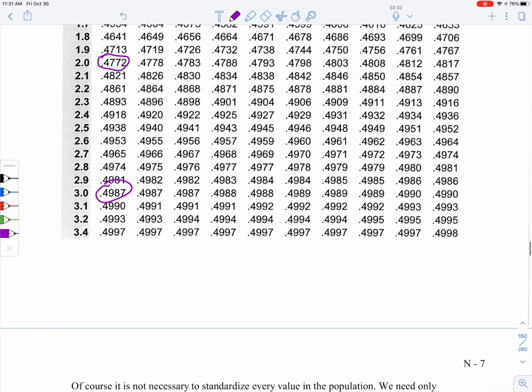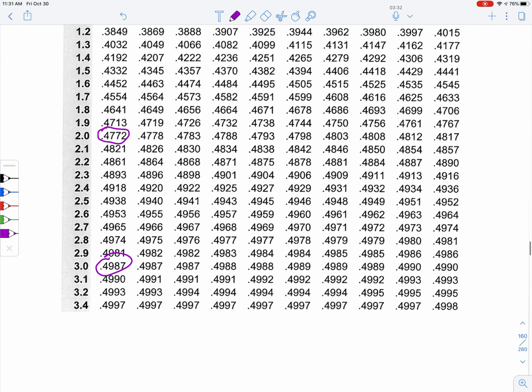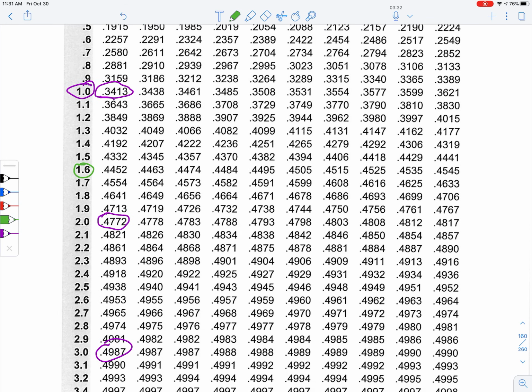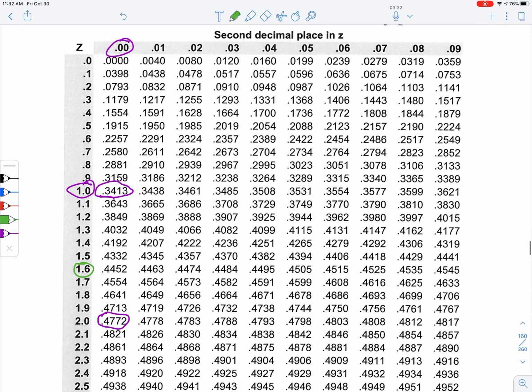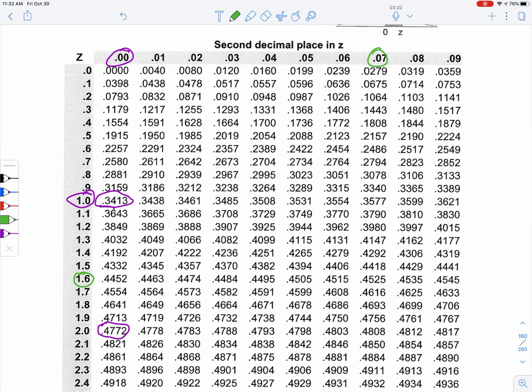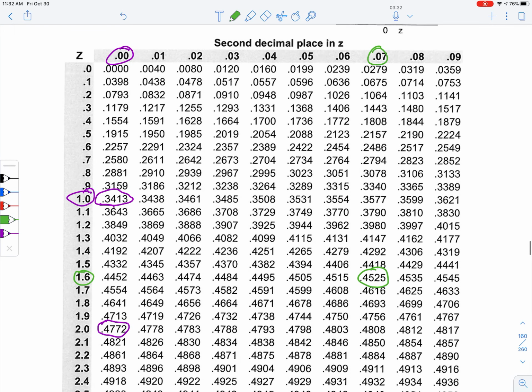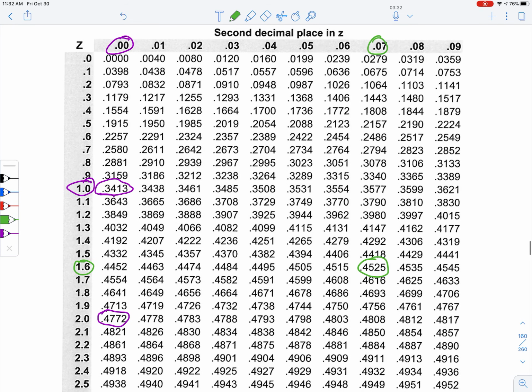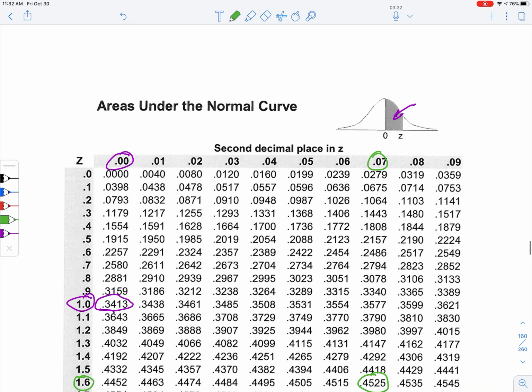So we go here and we look up, and let me change colors now to maybe a green. We look at 1.6, and then we pick up the second decimal place here, 7, and the intersection of those two, so going along the 1.6 row and then stopping at the 0.07 column, we have 0.4525. That's actually this area here, 0.4525. And so that corresponds to a 1.67.